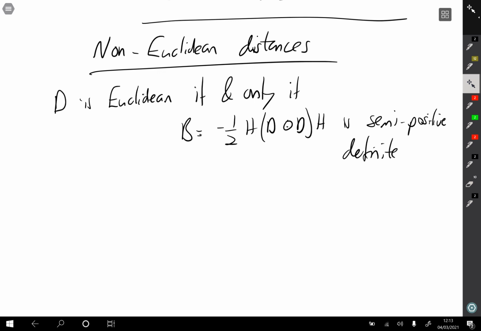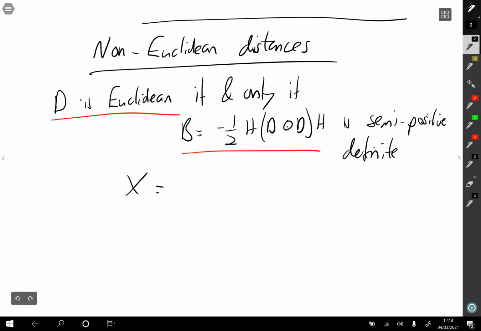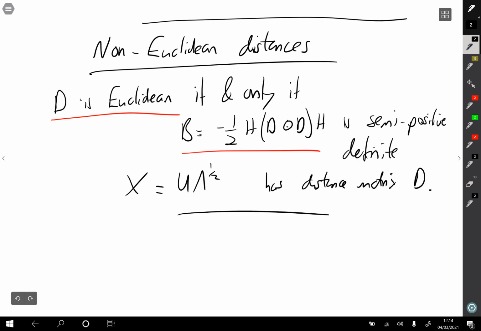So the main result we've had so far was the theorem that said that a distance matrix D is Euclidean if and only if its corresponding centered inner product matrix B, which was -1/2 H D H, is positive semi-definite. And in that case, we said that the data matrix X, which is given by U lambda to the half, has distance matrix D. Okay, so that's what we had so far.